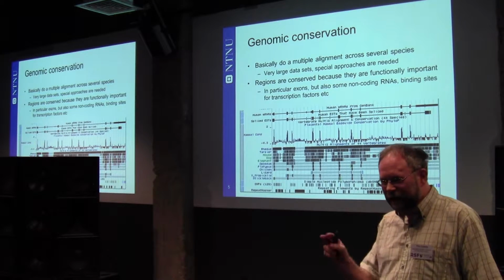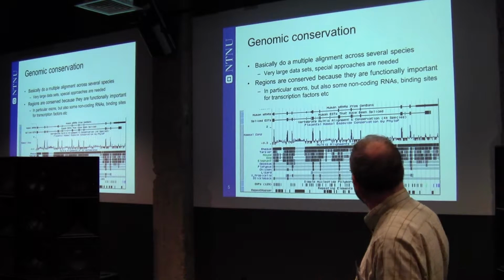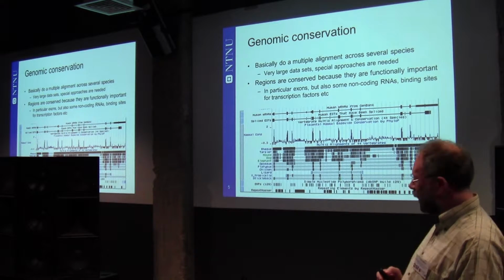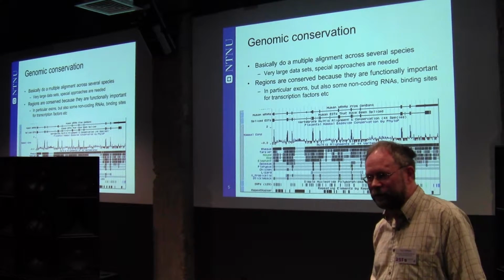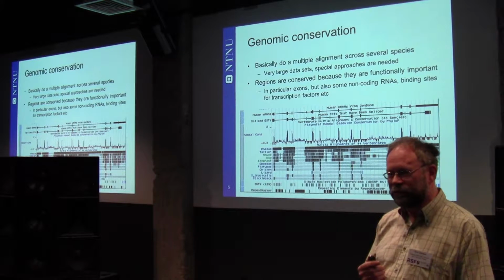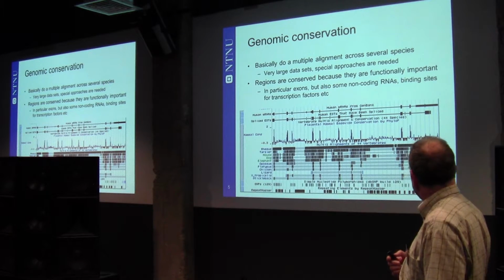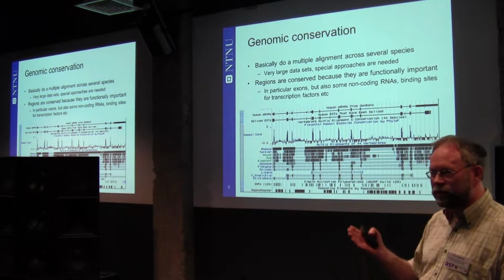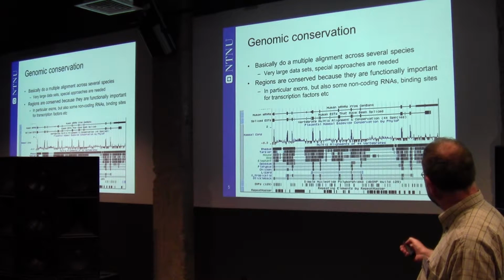So let's see a little bit more about the different features that are relevant in this context. Genomic conservation is obviously interesting. It's basically just doing a multiple alignment of genomes and looking at the conservation pattern in this multiple alignment. And the assumption is that they have conserved these regions because they are functionally important. And we see a very relevant example of this here.